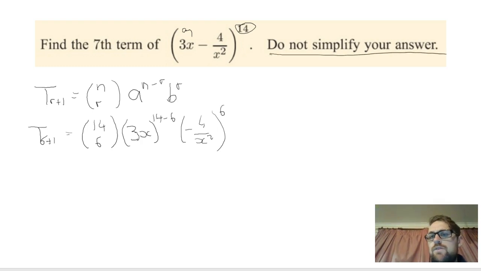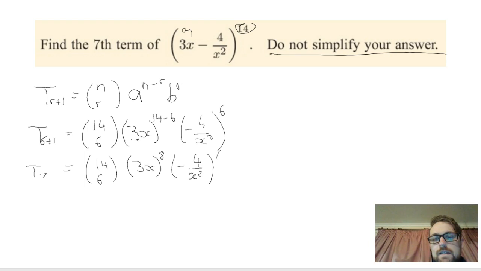My answer says do not simplify, but I'm going to simplify just slightly. So term number 7 equals 14 choose 6. You just chuck that in your calculator, you get a value, times (3x) to the power of 8, times (minus 4 over x squared) to the power of 6. I'm not going to simplify any further than that, but that's how we could find term 7 of a binomial to the power of 14.